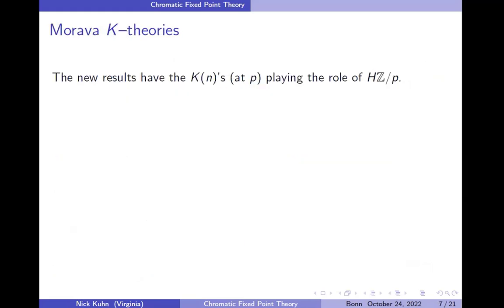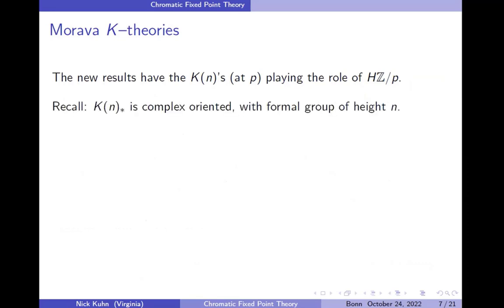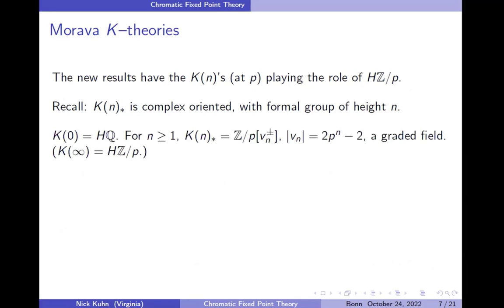So let me remind you, and probably everyone knows this, but also fix some notation. The Morava K-theories are the theories that are going to play the role of mod P homology. The idea is that there are some actual good theorems out there if you don't just use mod P homology. These theories are complex oriented, they have a good theory of Thom classes, and there's a formal group associated to a complex oriented theory, of height N. They're localized at P, by the way.